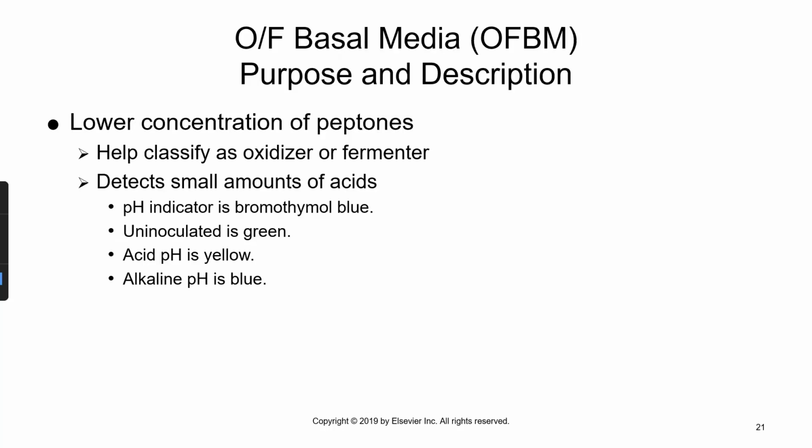So OF basal medium, OFBM, has a lower concentration of peptones. It helps classify an oxidizer or fermenter. It detects small amounts of acids. A pH indicator is bromothymol blue. Uninoculated is green. Acid pH is yellow. Alkaline pH is blue.